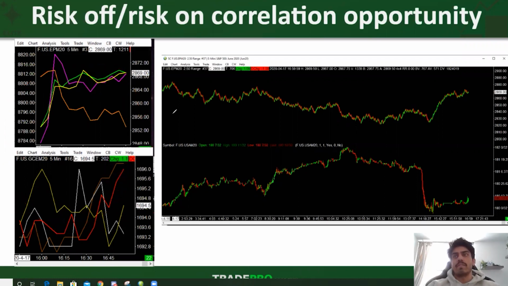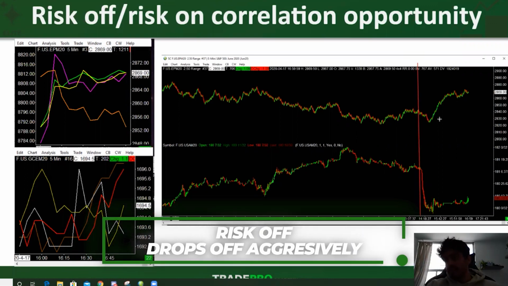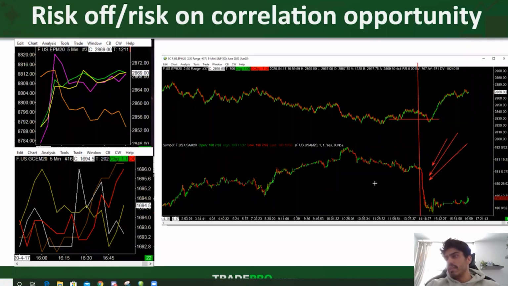So that's what I like to see at first before I go into my trusty right-hand chart here, where I can identify the support resistance levels based on the range bars. So right here, this is the key opportunity. If we identify this with a vertical line, you can see right here, it's pretty simple. Risk off drops off aggressively way before the equity market rallies. So if we can identify this drop off before it even happens right here in the bond market, before the equity market rallies, we've identified a very, very strong potential up move in the S&P for a very extended move.